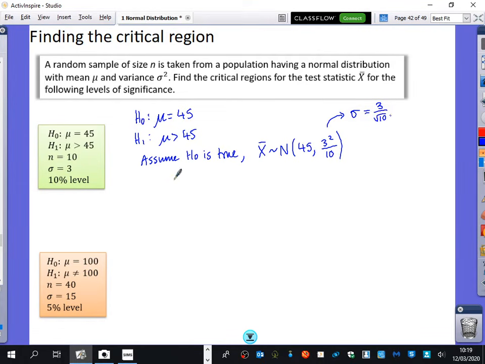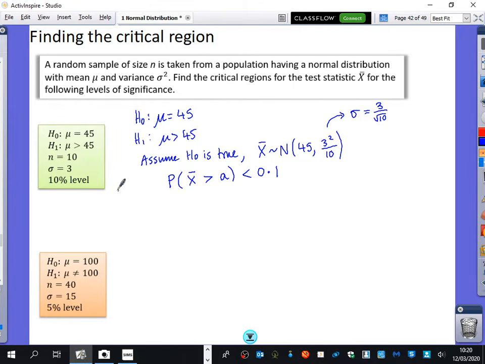Now, what I want to do is find the probability that x bar is greater than a particular value, and I want it to be less than 0.1. Let's just break down what this is saying here, okay? I'm trying to say, what value of A would be the start of the critical region, such that the probability of something being bigger than that value is less than 10% for this particular case that's a 10% level.